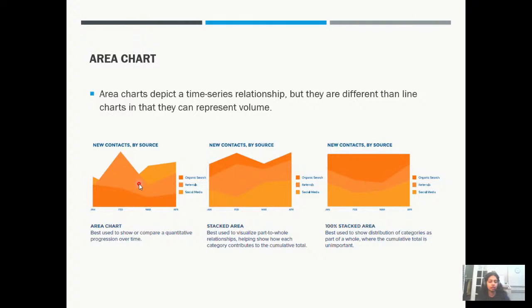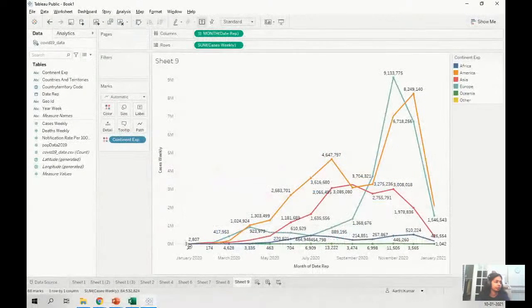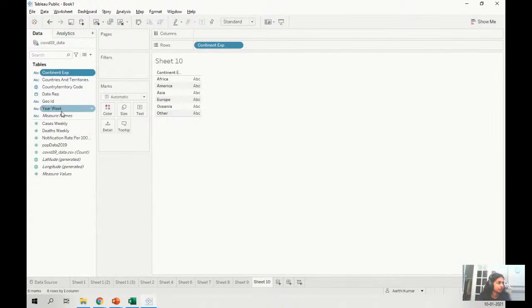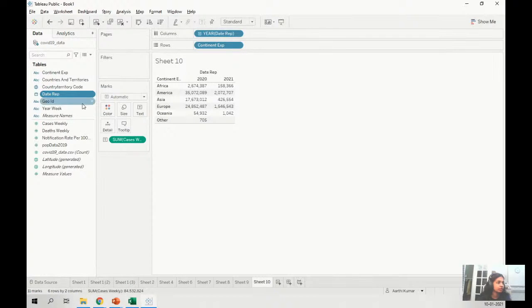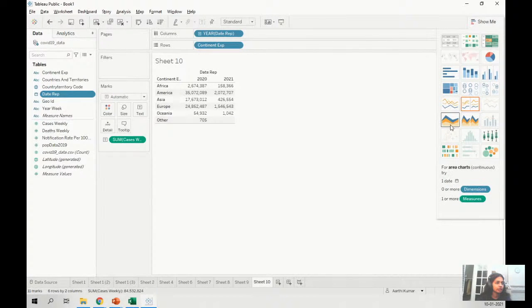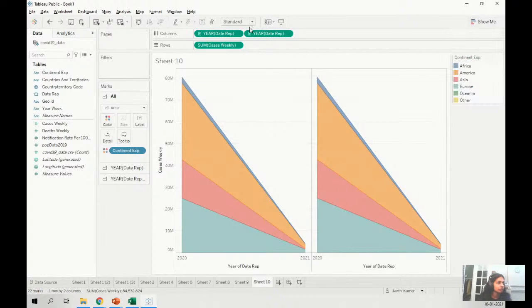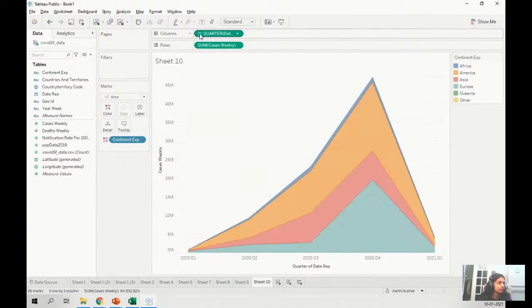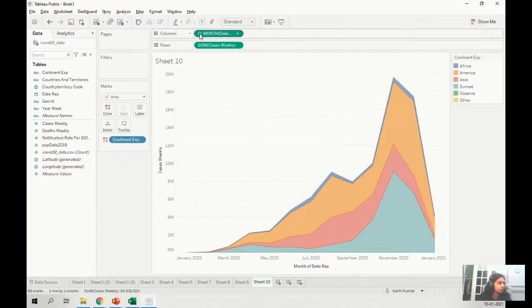And let me show how to do that in Tableau. Again, right click and add to sheet. I'm going to add cases of weekly, and then I'm adding this as well. And when I do that, automatically this area chart is selected. So I'm going to click on this, and sorry, this has been added twice. I'm removing one of them, and then I'm drilling down to the monthly level, right? So this is area chart, right?